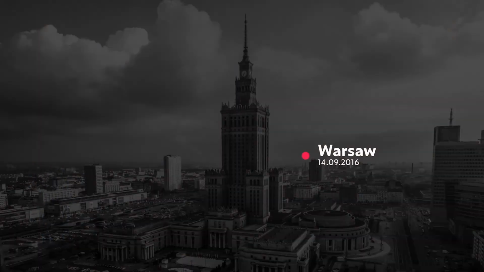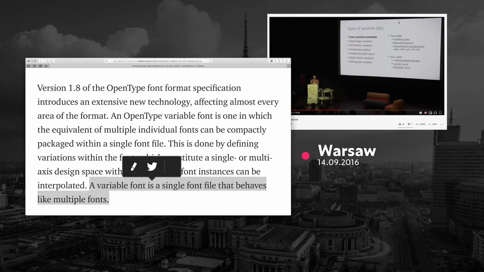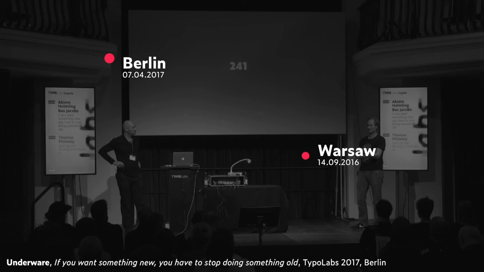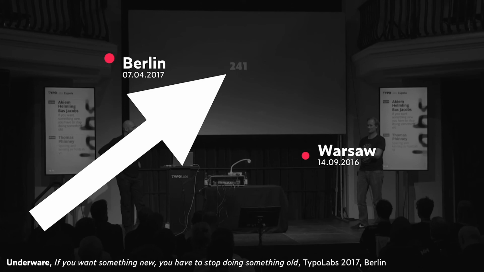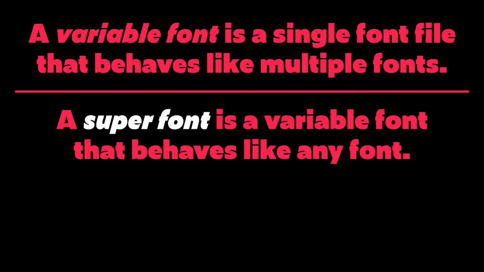In Warsaw, when it was introduced 4 years ago, the perception of this variable font format was, very logically, that the variable font is a single font file which behaves like multiple fonts. 1 year later, in Berlin, we presented the superfont. It had 241 axes, which some people said, oh, that's really a lot. And the superfont is a font which contains all our fonts, and not any font already. It's all included in one single font file. So in that way, you could say that the superfont is a variable font that behaves like any font.